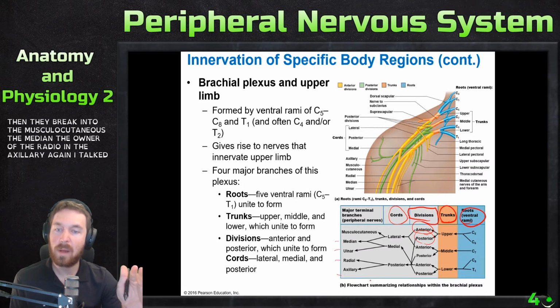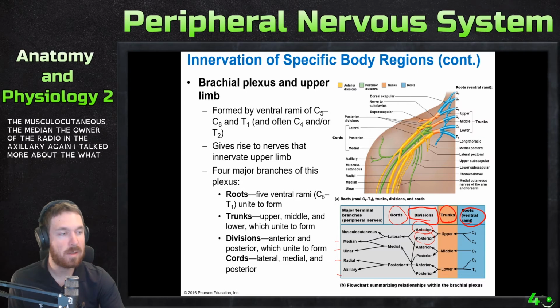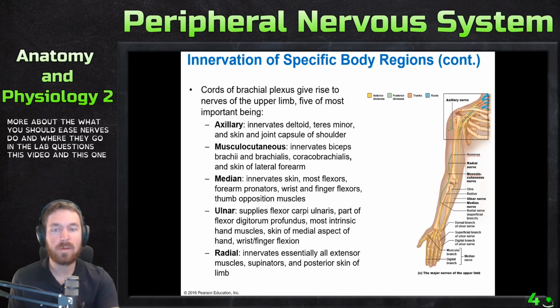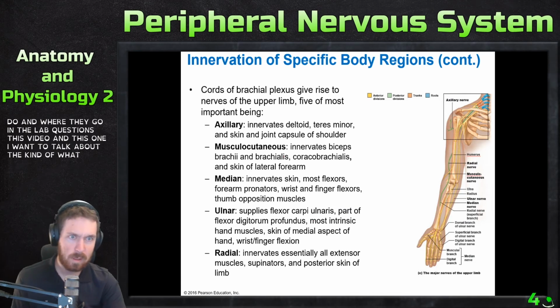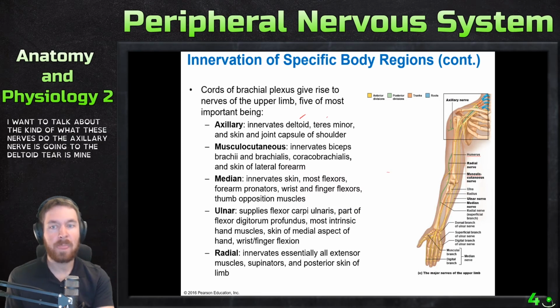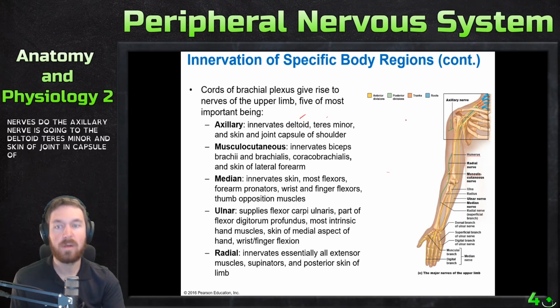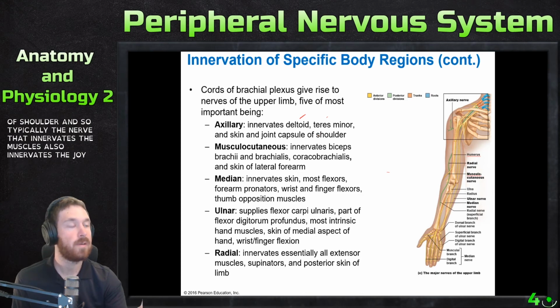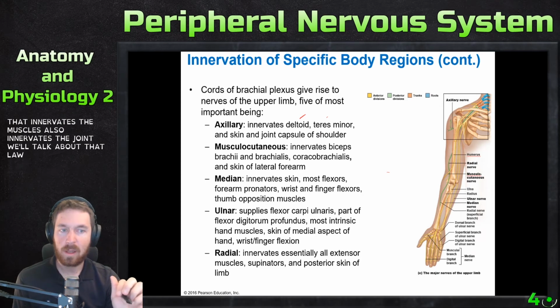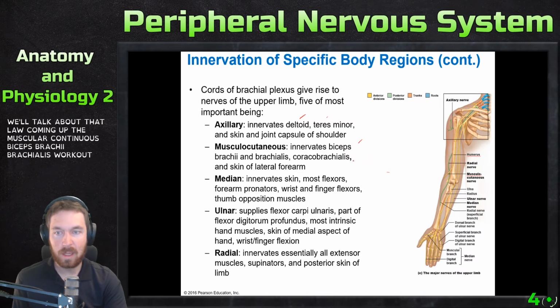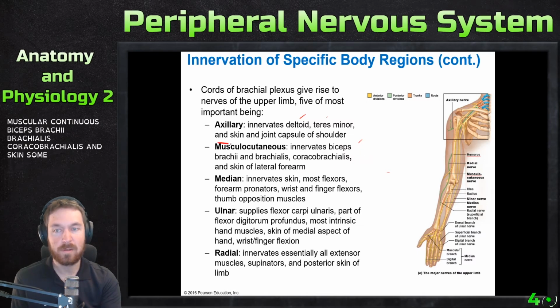Again, I talk more about what each of these nerves do and where they go in the lab portion of this video. In this one, I want to talk about what these nerves do. The axillary nerve goes to the deltoid, teres minor, and skin, joint, and capsule of shoulder. Typically the nerve that innervates the muscle also innervates the joint. We'll talk about that law coming up. The musculocutaneous goes to biceps brachii, brachialis, coracobrachialis, and skin. So muscle, skin, literally what the word means.